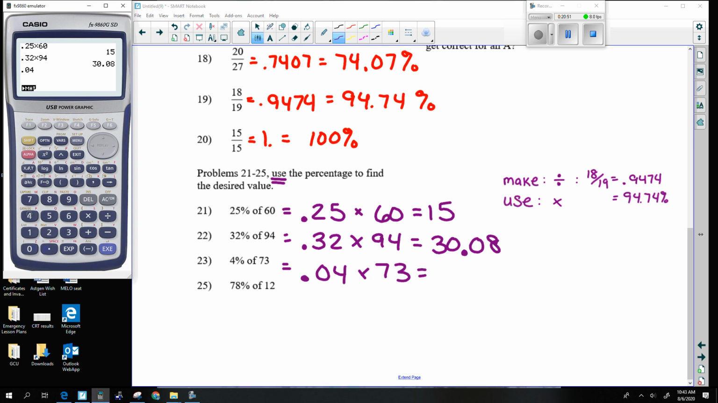Exactly. So 4% is 0.04, not 0.4. 0.4 is technically 40%. 0.04 is 4%. So two majorly different things. Okay, I digress. So 4% of 73. And then 78% of 12.